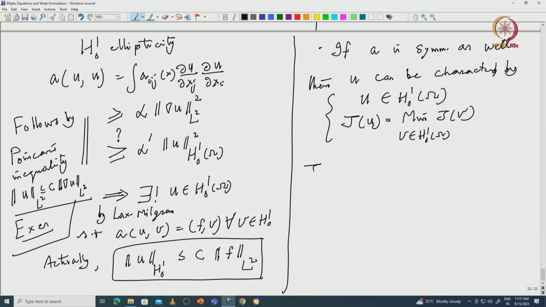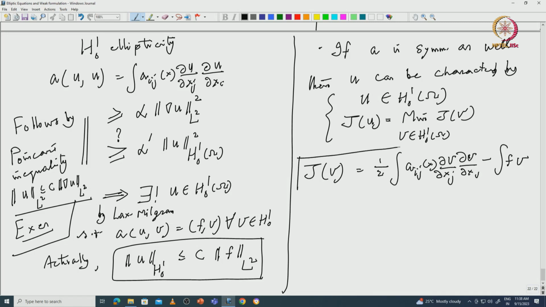And what is your J(v)? Your J(v) is equal to half of the integral of Aij of x dv by dxj and dv by dxi, minus the integral of fv. So you see, you get the minimization problem in the symmetric case. As I said, you can prove this estimate, so before coming to the next class, try to get it as an exercise.